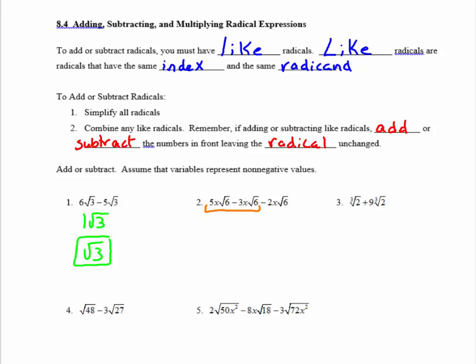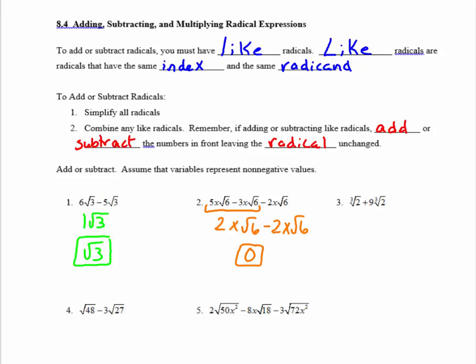So 5x square root of 6 minus 3x square root of 6 is 2x square root of 6, and we still have a minus 2x square root of 6. Well, 2x minus 2x is 0, and 0 times the square root of 6 is 0. So make sure you don't think there's a 1 left over. There's not. 2x minus 2x is 0, and 0 times the square root of 6 is just 0.